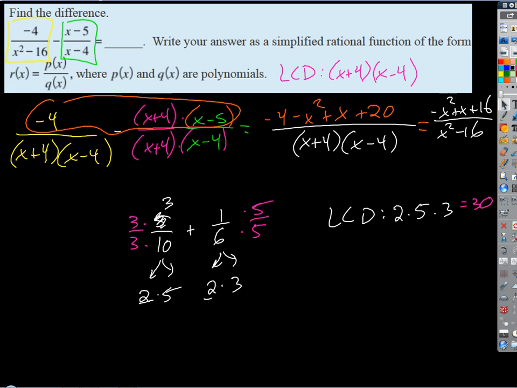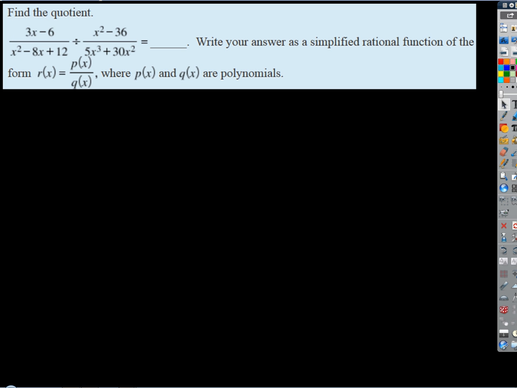All right. Let's look at one like this. Quotient. Okay, what do I do if I'm dividing rational expressions? What do I always do if I divide by a fraction? Flip and multiply. Good. Okay, so we'll write this then as, let's go ahead and factor it while we're doing that.